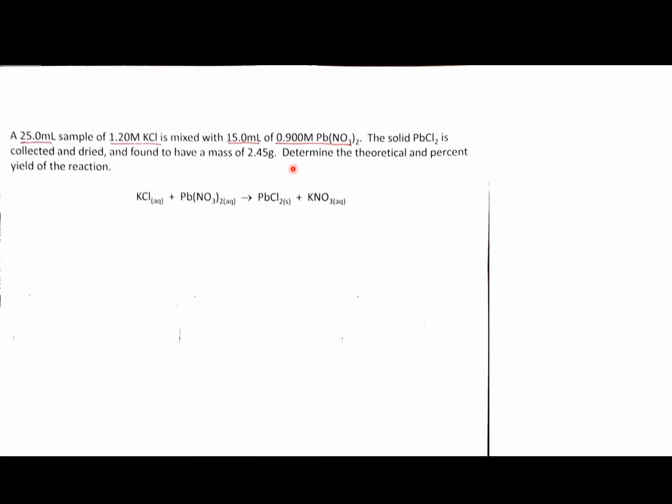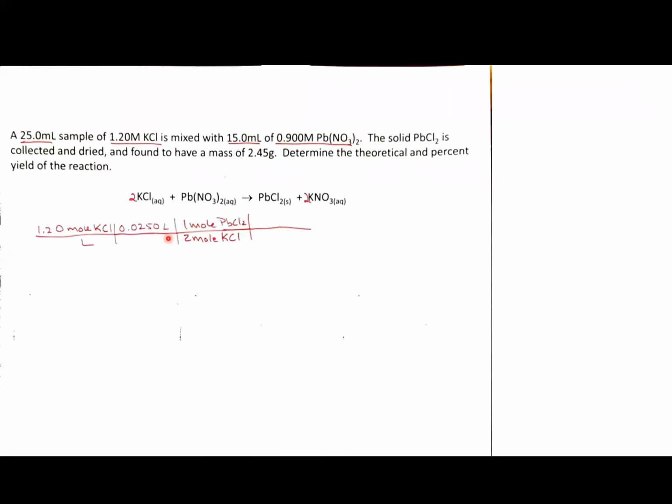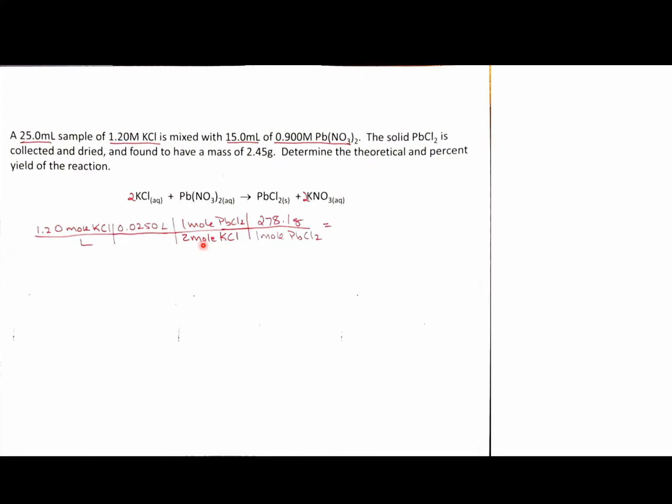Okay, so there's a blurrier version of the same thing, and I underlined the pieces of information that are important. I balanced the equation, 2 potassium chlorides and 2 potassium nitrates. Everything else is balanced. So I'm going to start with this bit here. I have a 1.2 molar solution of KCl and 25 milliliters of it, 0.025 liters. 1 mole of lead chloride comes from 2 moles of KCl, and 1 mole of lead chloride weighs 278.1 grams.